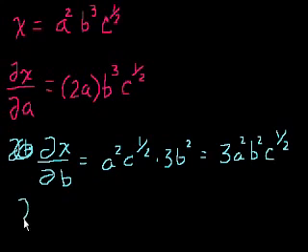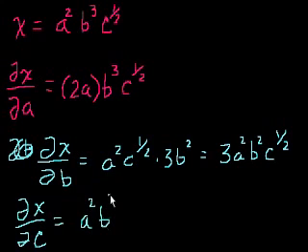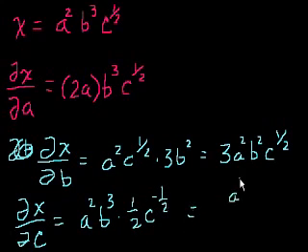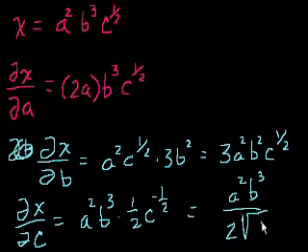And then finally, the partial of x with respect to c. A squared b to the third, those are both constants. A squared b to the third times the derivative of this with respect to c, 1/2 c to the minus 1/2. Or we could rewrite this as a squared b to the third over 2 square roots of c. Just a little bit of algebraic manipulation.